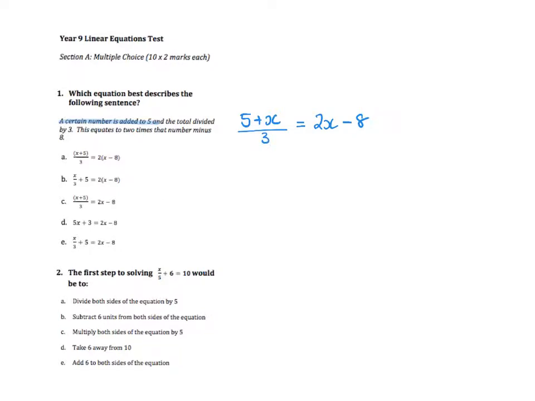And the best one is this, though I would have preferred that the 5, because a certain number is added to 5, looked like mine, but it doesn't. But that's the best answer. The first step to solving this one, well, we would probably move that plus 6 to the other side. So they say subtract 6 from both sides. We call it like we move it to the other side, but that's fine.